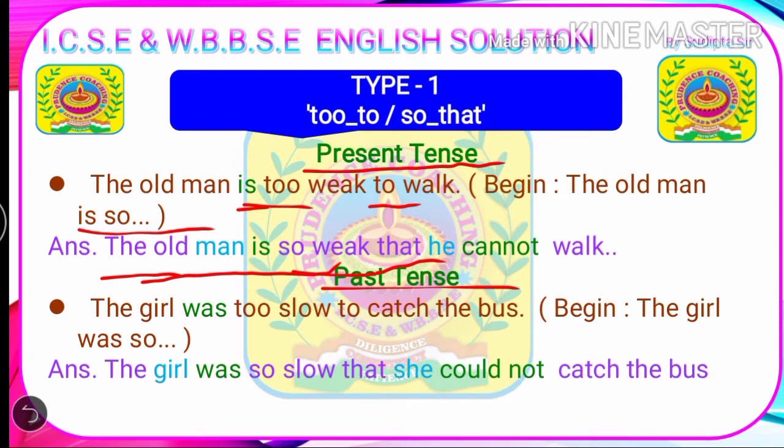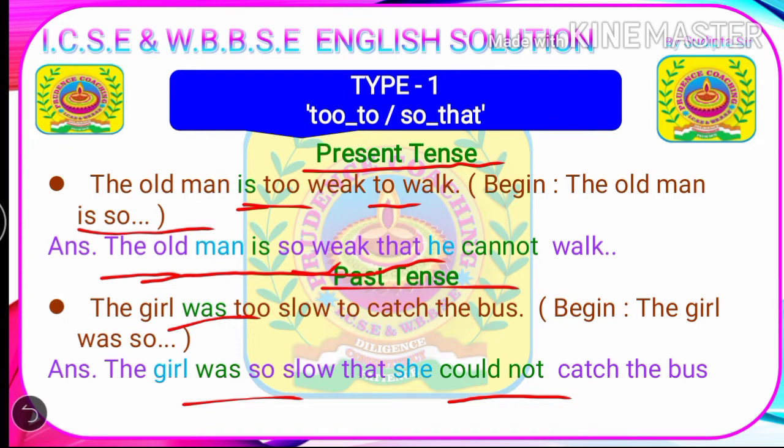Next there is past tense. You can see that where we have used was, the answer has could not, and was remains the same. So the next question is, the girl was too slow to catch the bus. Begin with the girl was so. The girl was so slow that she could not catch the bus.